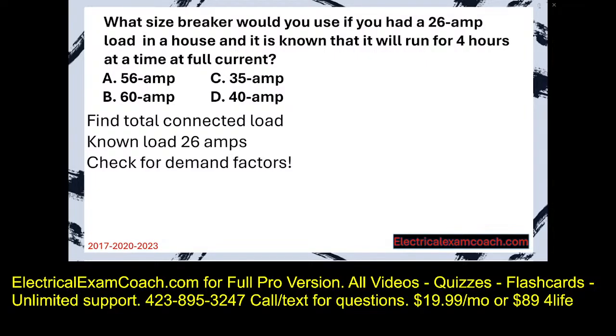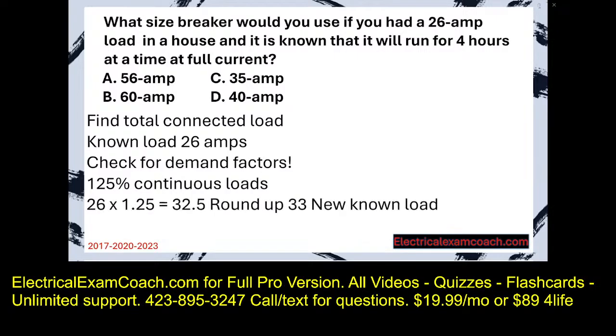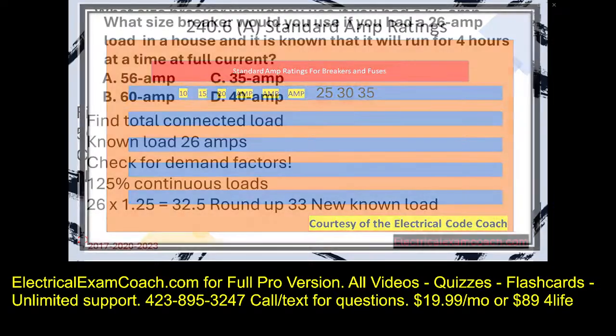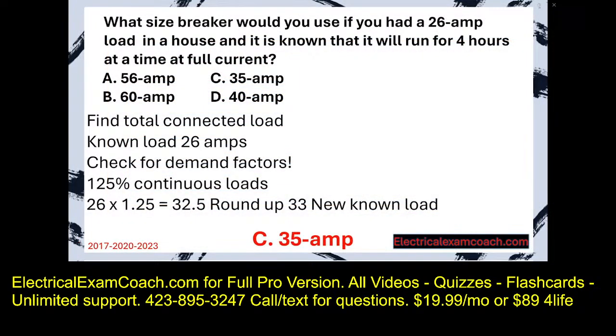Any load that's expected to run for 3 or more hours at its full current must have that 125% continuous load multiplier. So we take our known load multiplied by 1.25. That gives us a new known load of 32.5. In that case, we would round up to 33, and that's our new known load. Then we head to table 240.6a, and we choose the next size up. And in this case, it's going to be a 35 amp breaker. Great job.